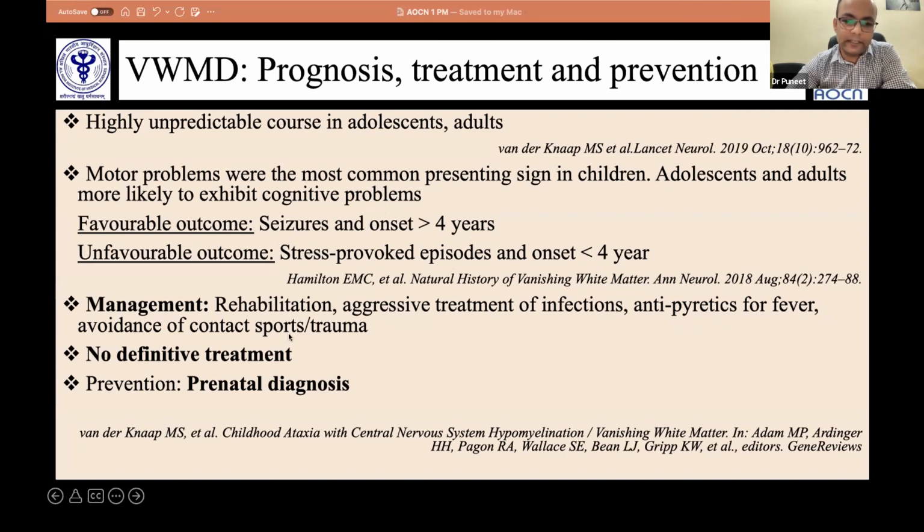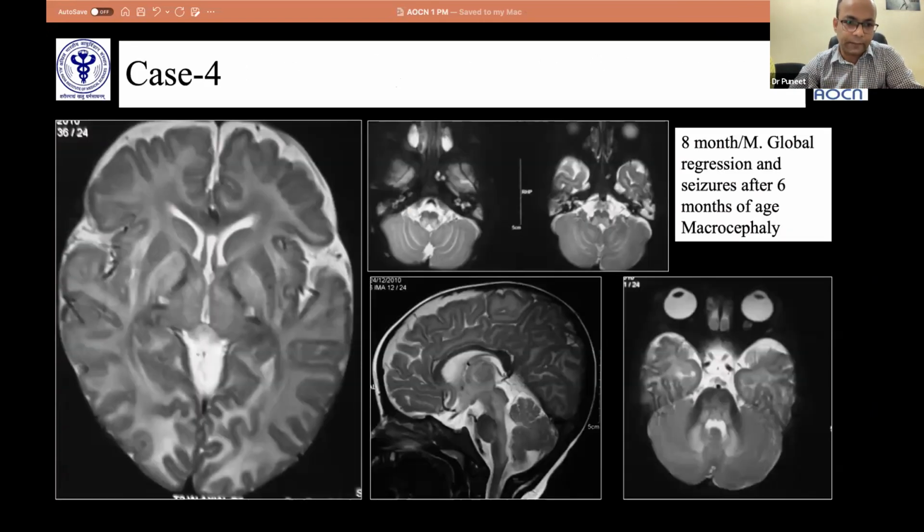So the management is basically conservative management, supportive management, rehabilitation, aggressive treatment of the infections, antipyretics for fever, and avoidance of any stress factors. No definite treatment as yet for vanishing white matter disease, and the only prevention is the prenatal diagnosis. So now moving on to the next leukodystrophy.